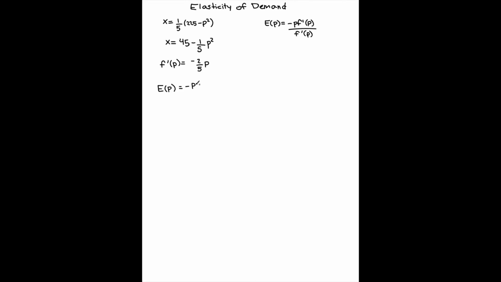Let's put it together. Negative p multiplied by negative 2/5 p over, and let's just use our original version of f of p here. You'll see why in a second. Alright, now the numerator becomes 2/5 p squared, and again let's use the same form in our denominator.